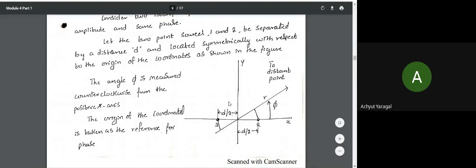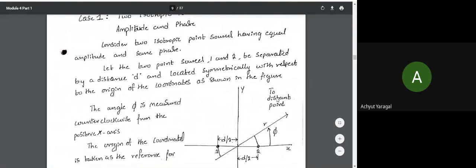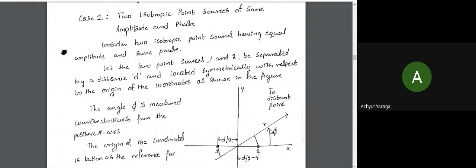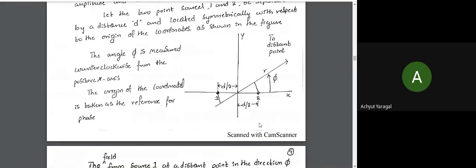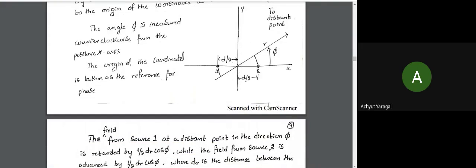So we are going to calculate the field at a far distance. The near field will always be ignored. The far field will be considered when we want to describe the sources. I think I have discussed this point. When we want to describe the source, we need to describe it in terms of the far field, not the near field. So what is exactly the field generated by point source 1, and what is the field generated by point source 2?